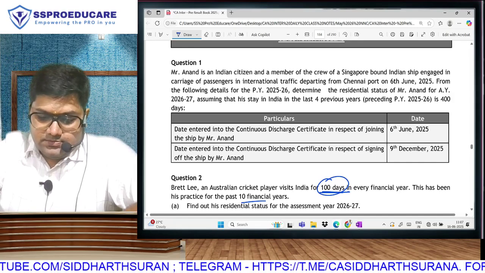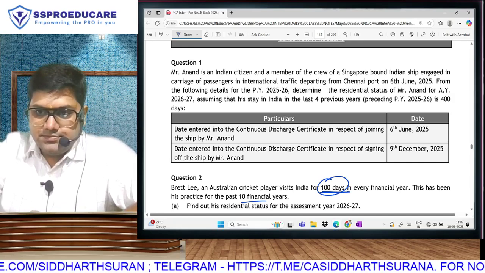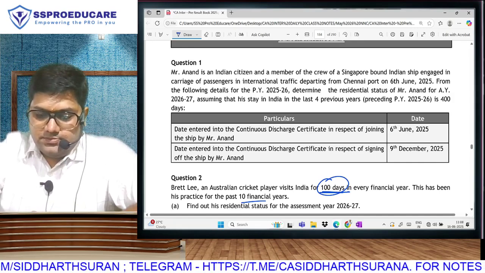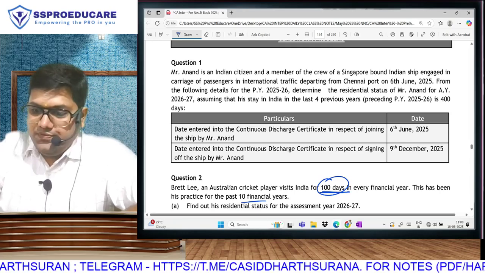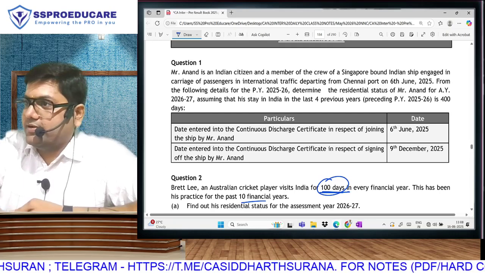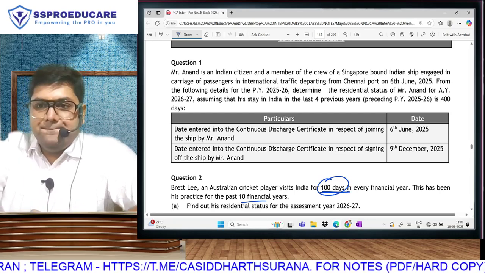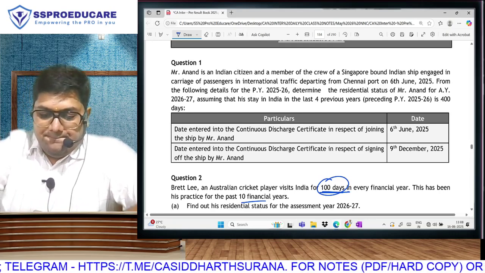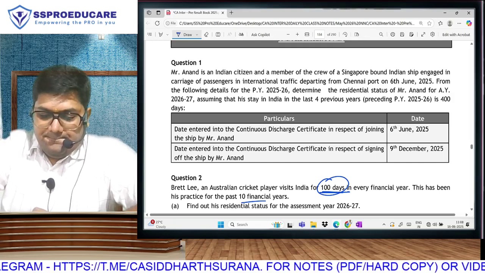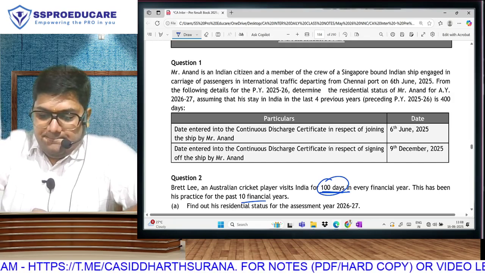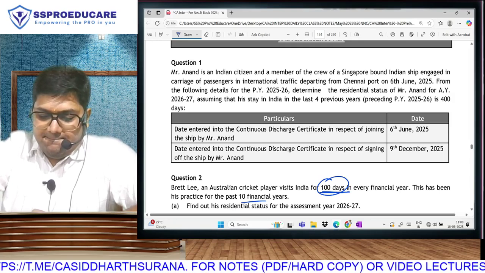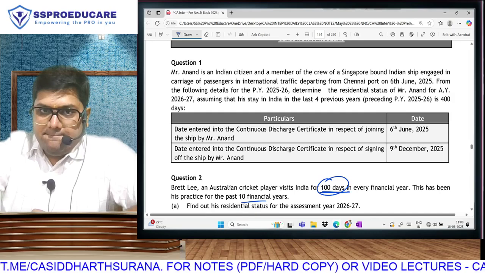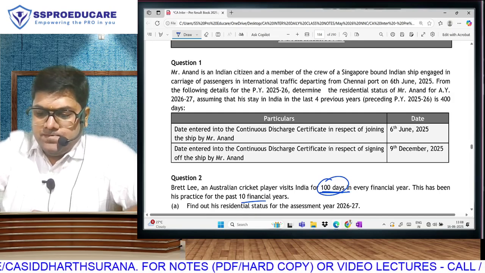Assuming that he stayed in the last 4 previous years, preceding previous year 25-26. Obviously, the question has to be complete, then only you can say that you have read the question. Entered into the continuous discharge certificate in respect of joining the ship as a listener after 6/2025. Date entered into the continuous discharge certificate in respect of signing off the ship after 9 December 2025.